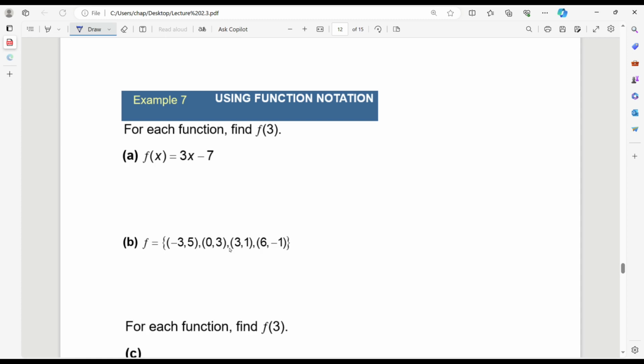Example 7, let's find f of 3. This means that the x is going to be replaced by 3. So we'll write f of 3 first, and this is just a substitution problem. So we have 3 times 3 minus 7, and that means we will do the product first. That gives us 9. Drop down that negative 7. 9 minus 7 gives me a positive 2. And that completes part A. f of 3 is just 2.